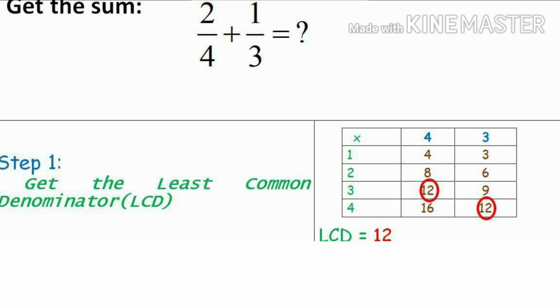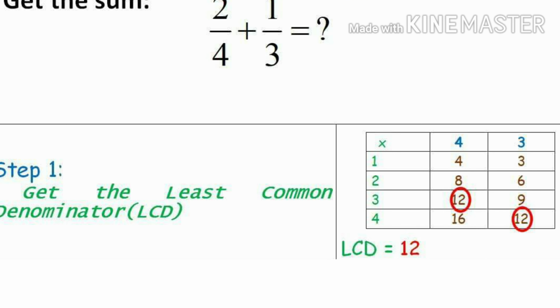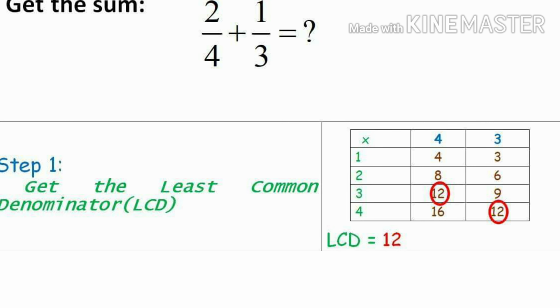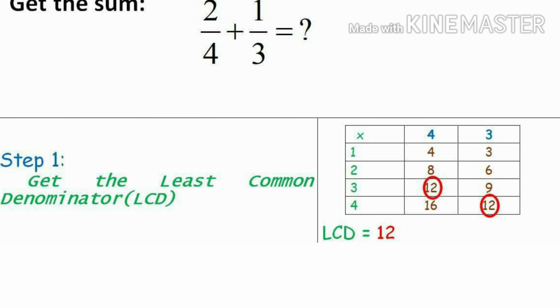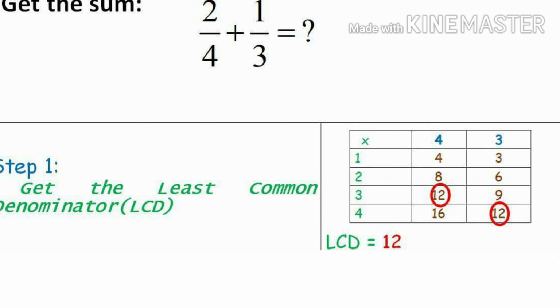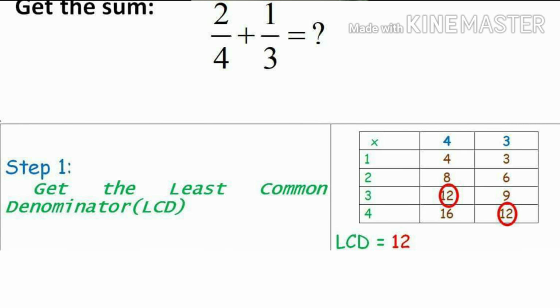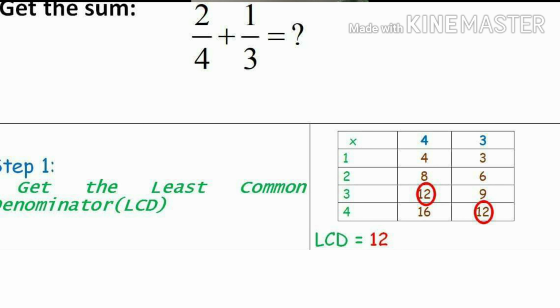As you can see in the screen there, I'm using the listing method. So what I would do is to list all the multiples of 4 and multiples of 3, and I would find the least common denominator. Multiples of 4 first. So again, we will be multiplying the given denominator to the given numbers here in order for us to find our multiples. So what are the multiples of 4? When we multiply 4 to 1, that would give us 4. 4 is one multiple there.